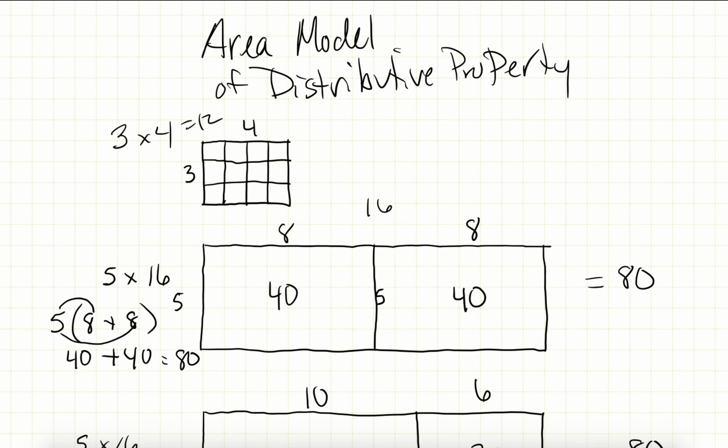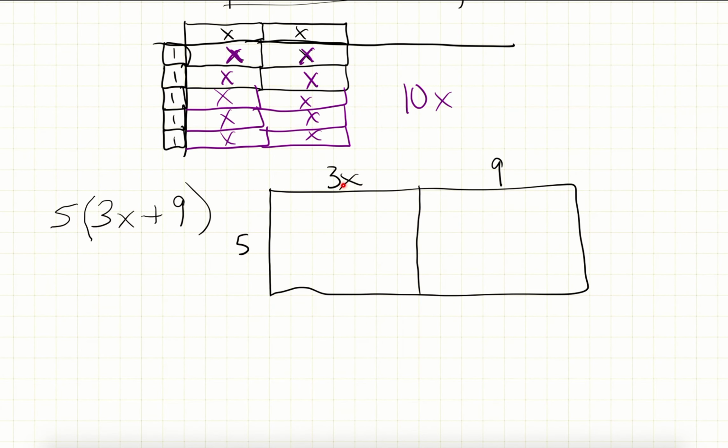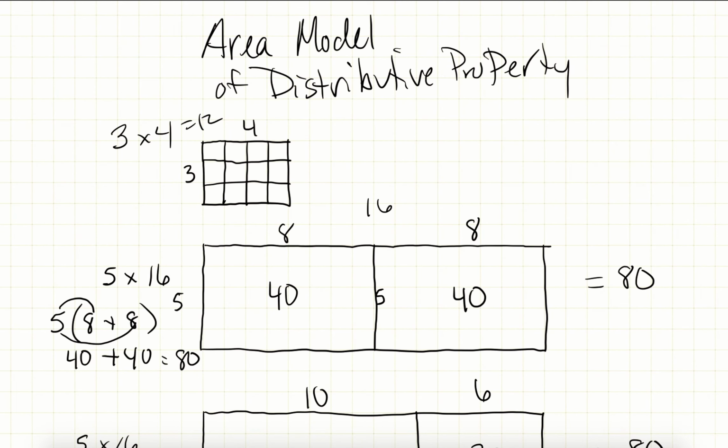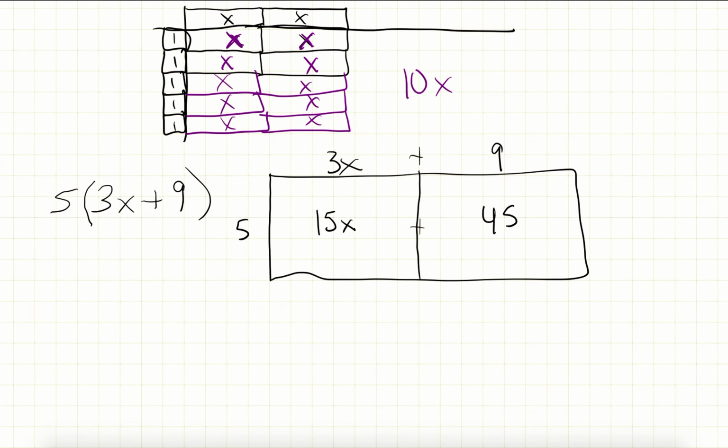And just like before, I am going to find the area of the first block and the area of the second block and add them together. That's what I'm doing here. I'm going to take the area of this first block, 5 times 3 is 15 times x, and the area of the second block is 5 times 9, 45. And just like before, it's like I have 2 rooms in my house, and I want to find out the total square feet. I add them together. It's the same thing here. I'm adding them together.